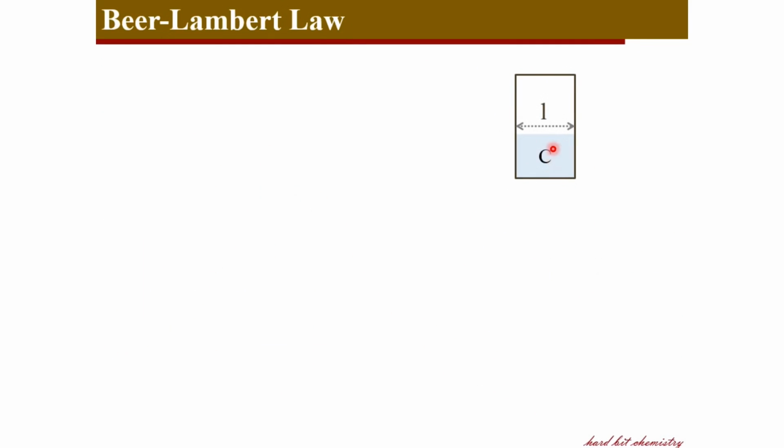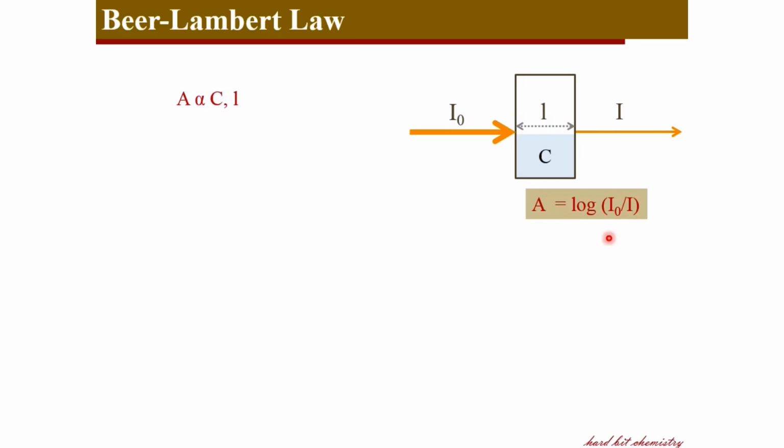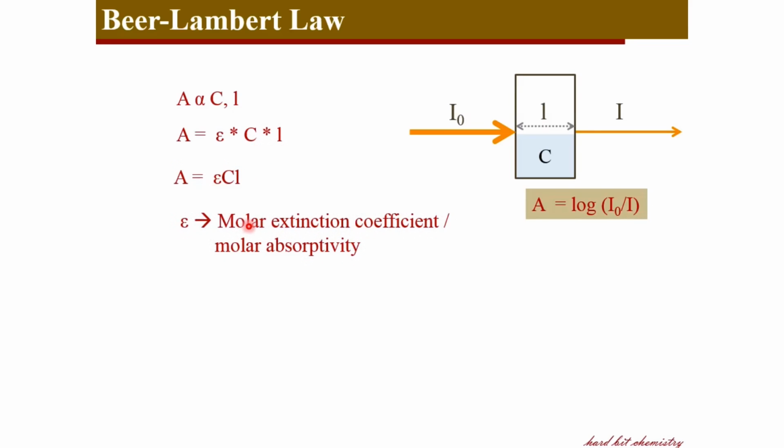And if you have this cuvette with a dimension measured by L units, that means the path of the light through this cuvette will be L centimeters, let's say. And C is the concentration of the substance kept inside. Now the light falls on it with an intensity I0 and the transmitted radiation intensity is measured to be I. Then according to Beer-Lambert's law, the absorbance is directly proportional to the concentration and path length. And the absorbance can be related to the product of concentration and path length in terms of the constant epsilon, which is called molar extinction coefficient or molar absorptivity.